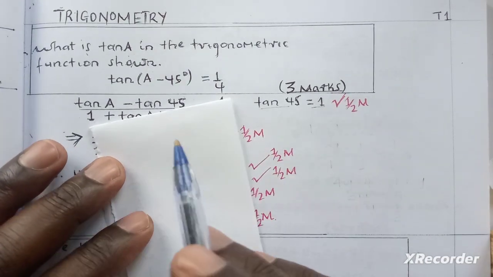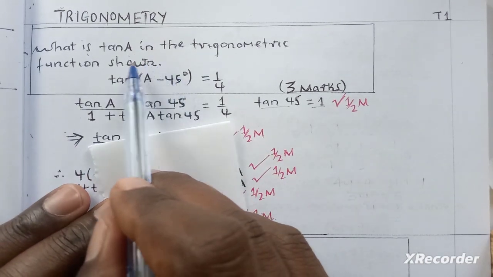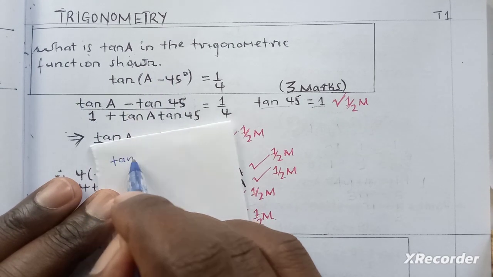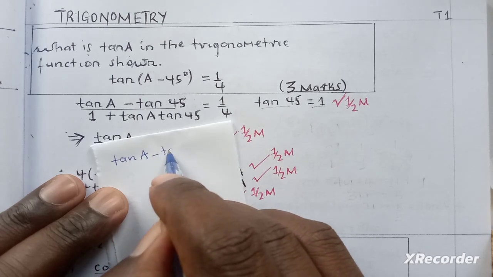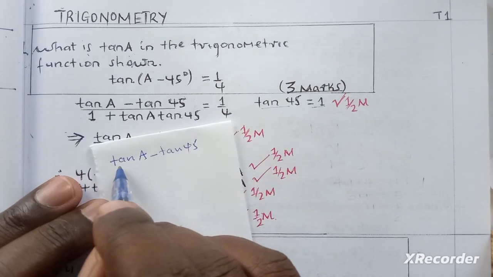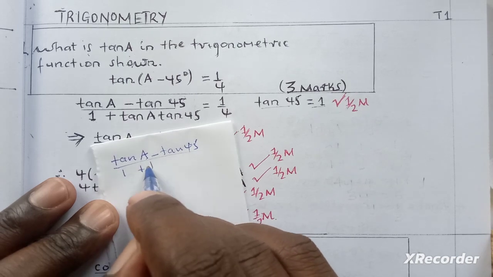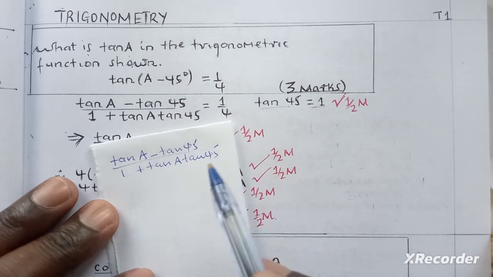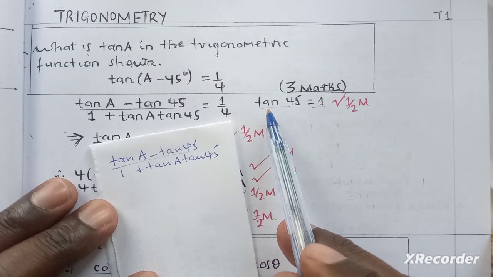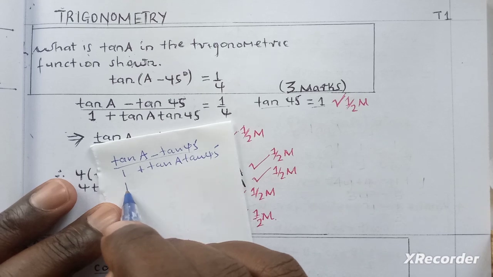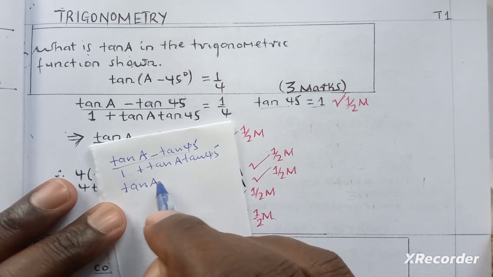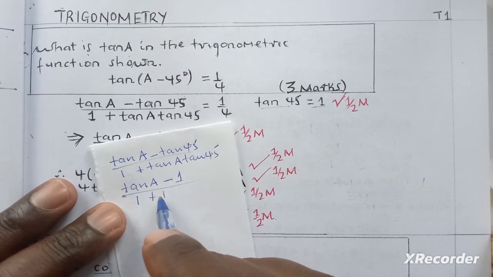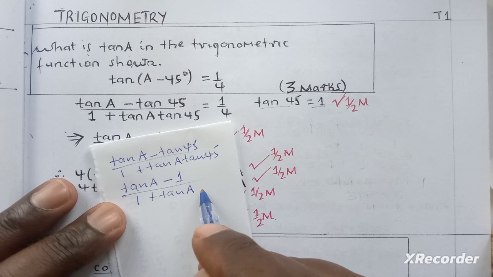So for this one, you expand this as a compound angle, and then you're going to get tan A minus tan 45 all over 1 plus tan A tan 45. But tan 45, from our special triangles, is equal to 1. So we write it like this: tan A minus 1 all over 1 plus tan A and then 1.